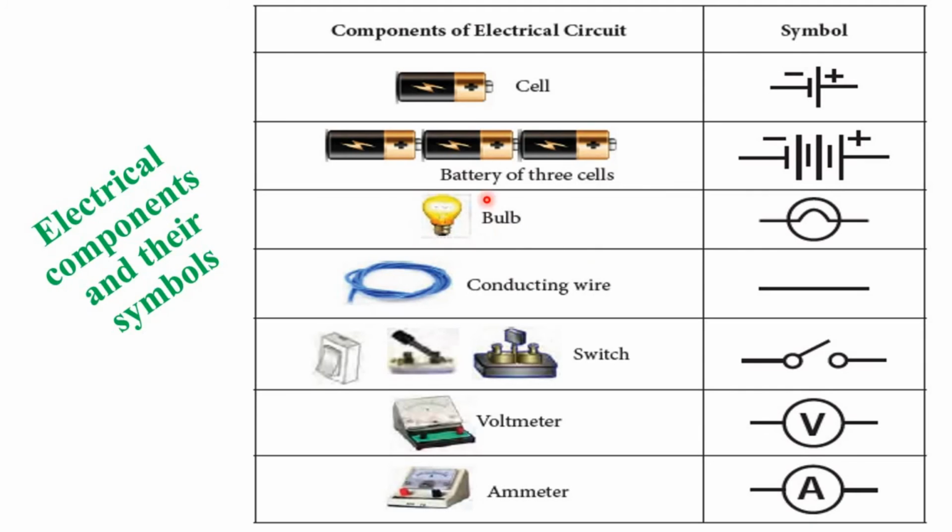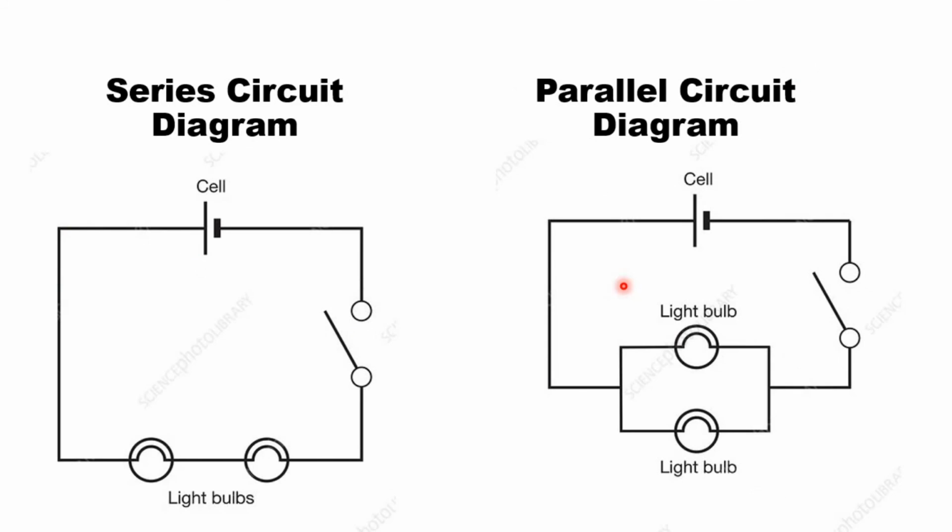And for the bulb we have this symbol, and for the wires or conducting wires we have these lines, and for the switches we have different types of switches here. For the switches we use this symbol. For the voltmeter we use this symbol with the letter V in the center, and for the ammeter we use this symbol with the letter A in between.